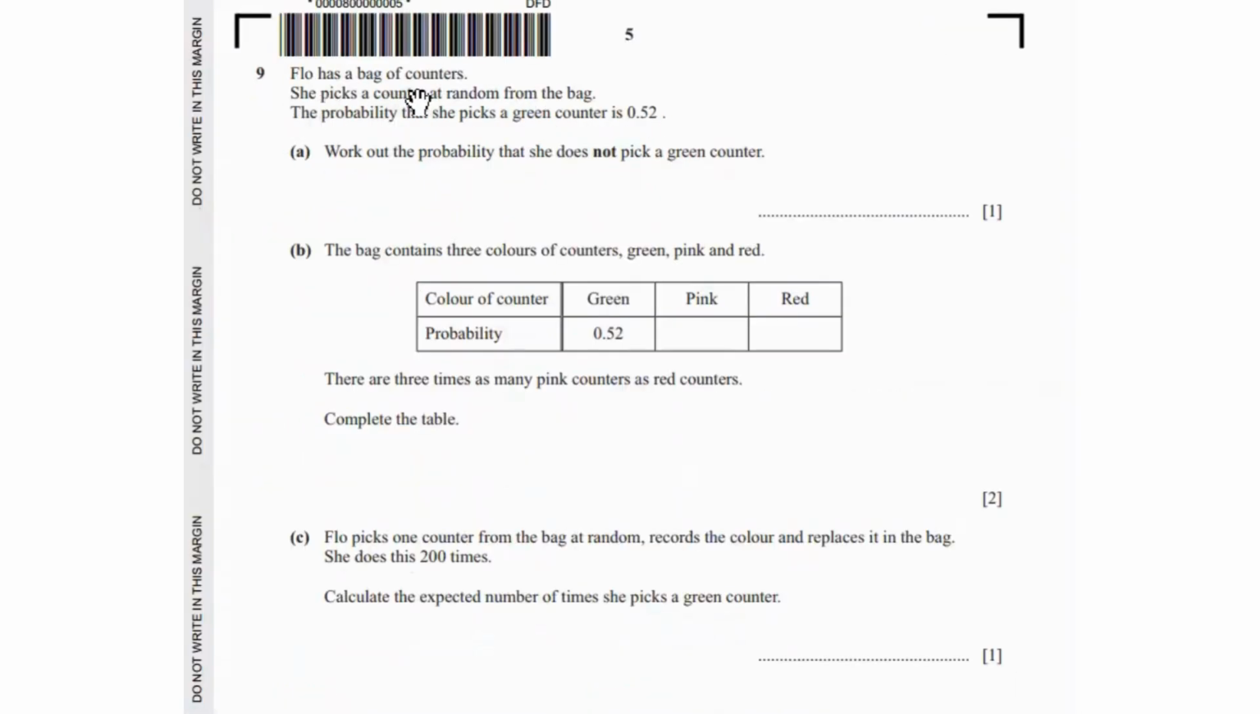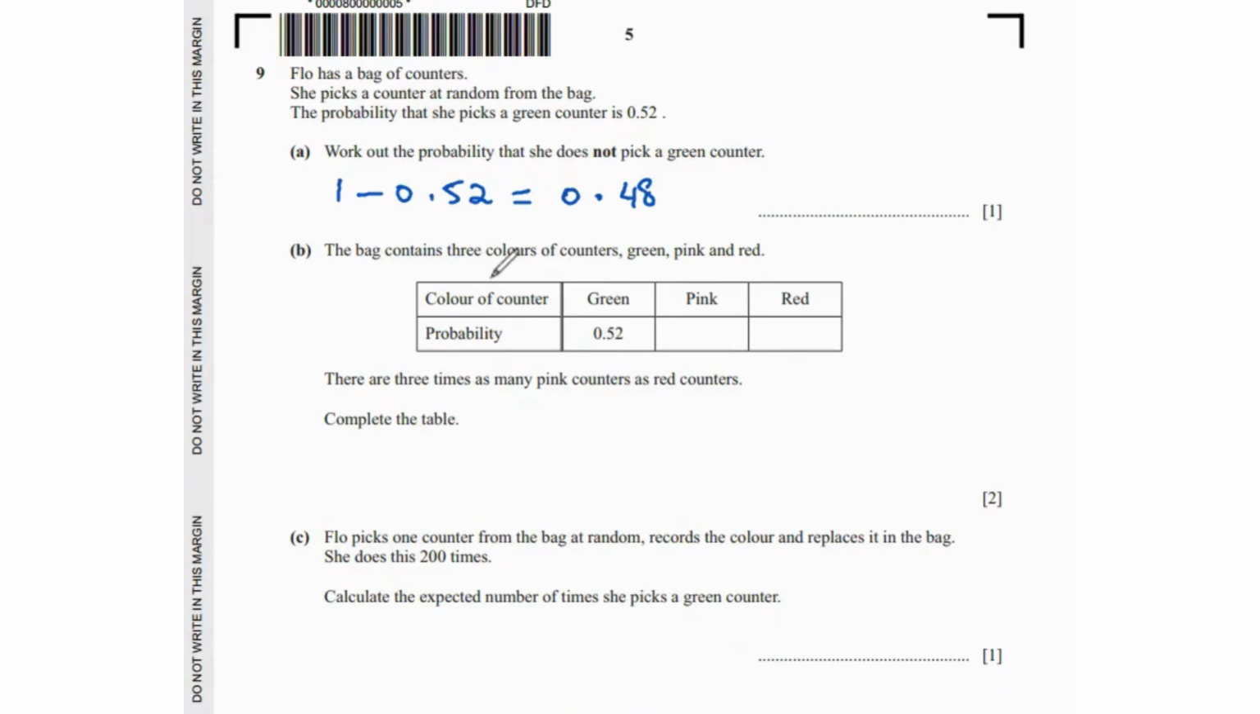Then it says Flo has a bag of counters. She picks a counter at random from the bag. The probability that she picks a green counter is 0.52. Work out the probability that she does not pick a green counter. So we just subtract the probability of getting a green counter from 1, which gives us 0.48.